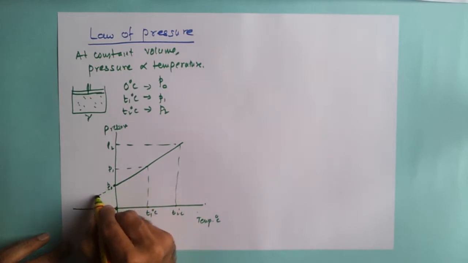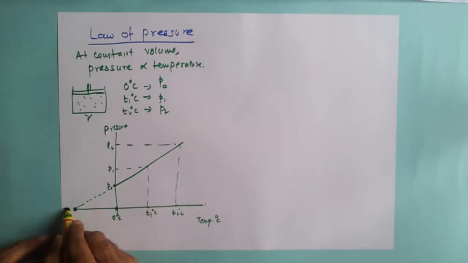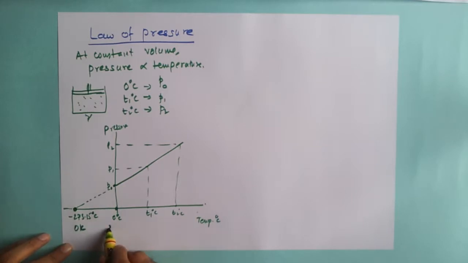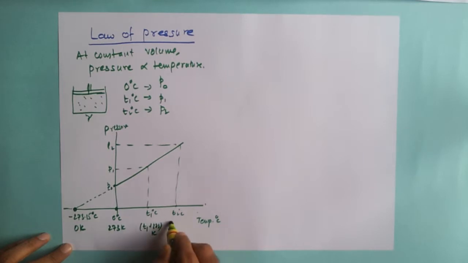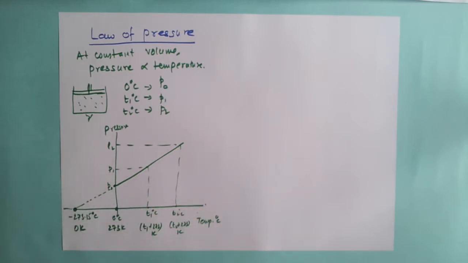If I extend this, do extrapolation, at this particular point the temperature will be minus 273.15 degrees Celsius, which you know is known as absolute zero, 0 Kelvin. This will be 273 Kelvin. Again, this is T1 plus 273 Kelvin, and this is T2 plus 273 Kelvin. Exactly the same argument as in the previous case. In this video, I will not take up too much time talking about the Kelvin scale; the zero scale we have discussed in the previous video. There is no molecular motion at 0 Kelvin or minus 273.15 degrees Celsius, known as absolute zero.